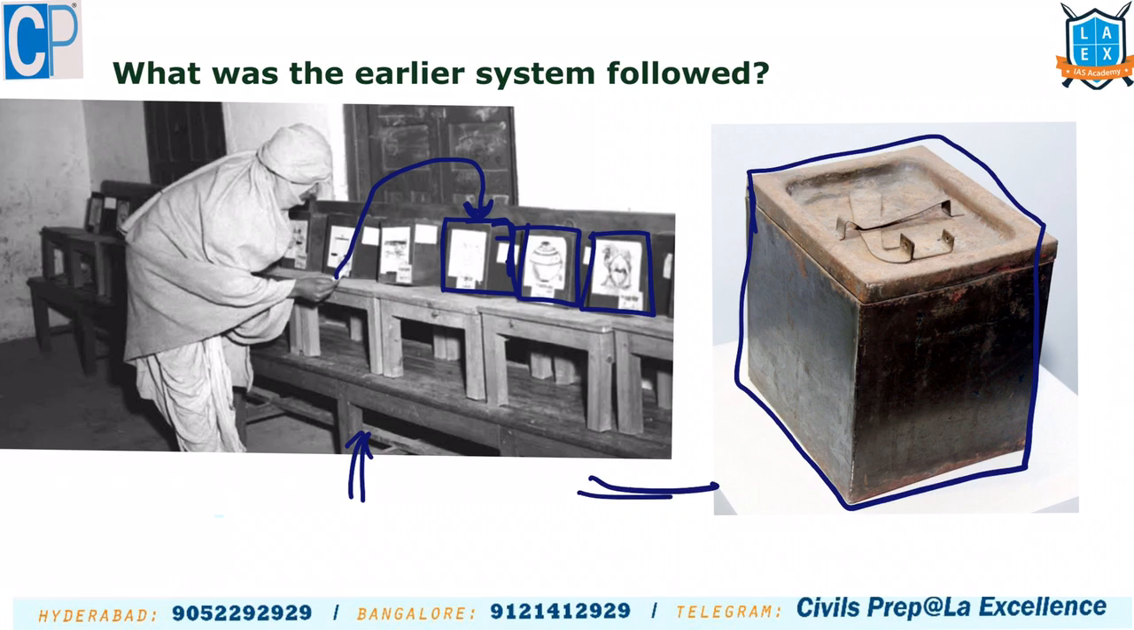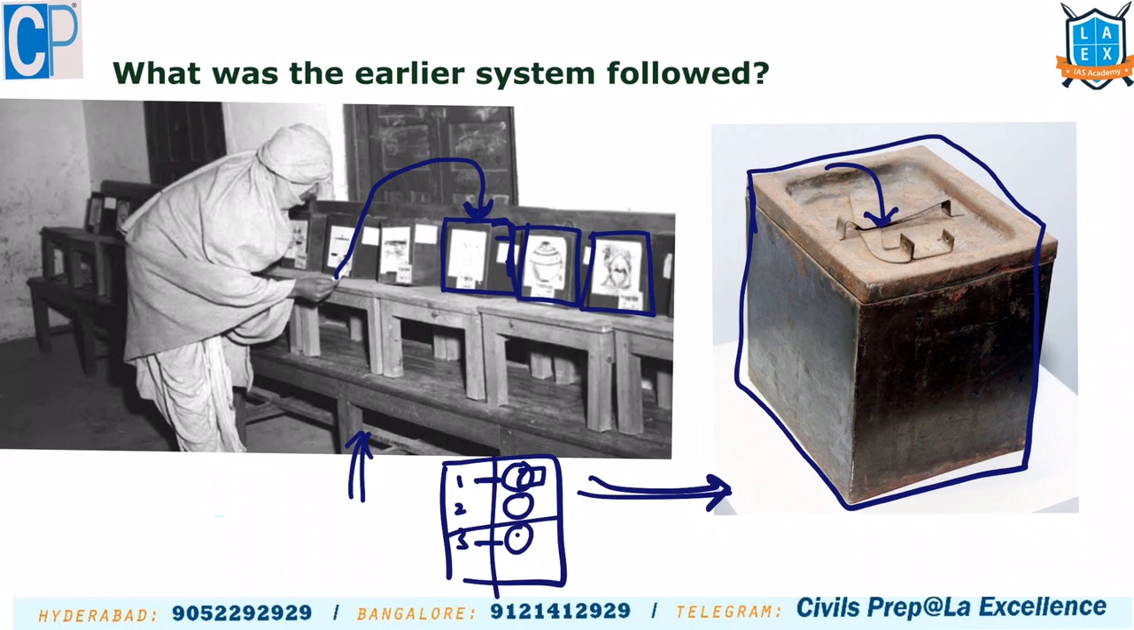Slowly we moved to the single ballot box, where on a voter slip, all the serial numbers, candidate names and symbols would be printed, and then people go in and stamp on the chosen party symbol. Then they fold this and keep it in this particular box. That was the earlier system. First this, and then a move to the single box. Later we moved to EVMs.